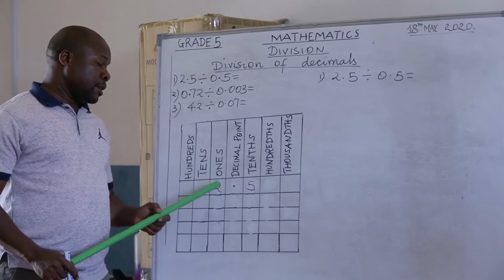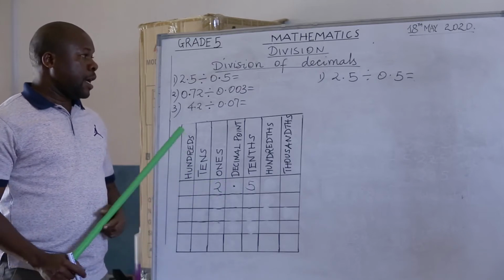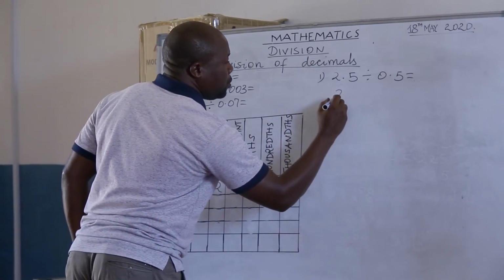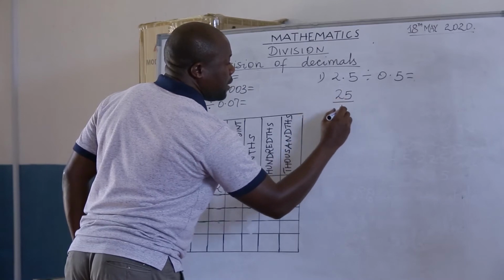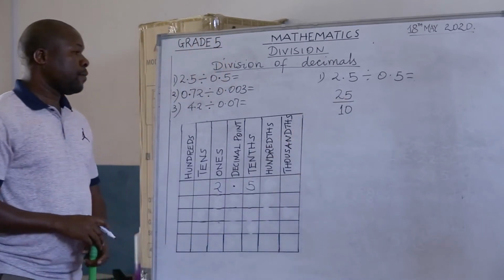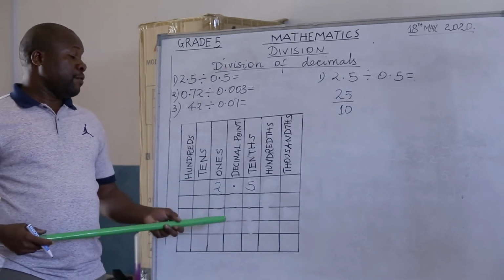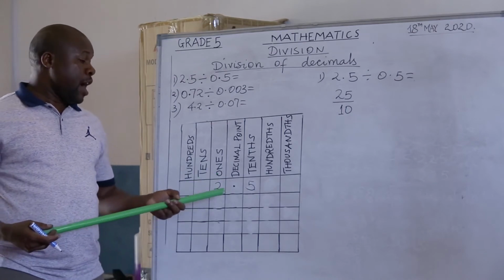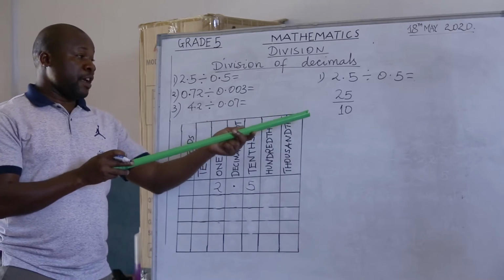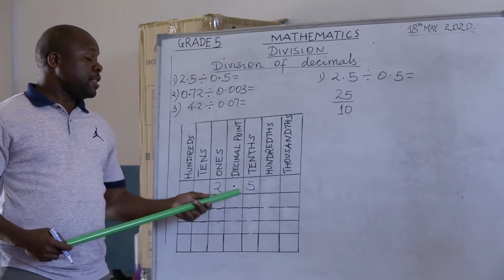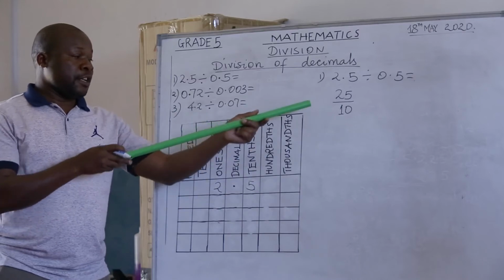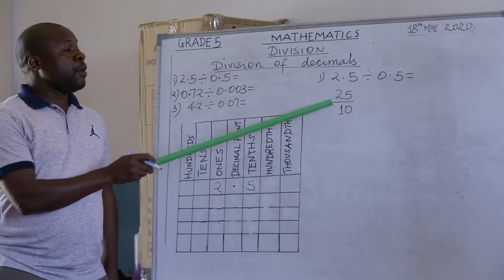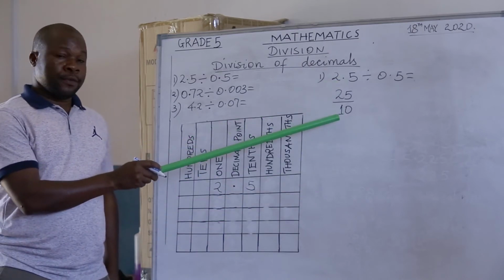Now we take into account the second alternative of reading this number in words. 2 and 5 tenths can be read as 25 tenths. So our 2.5 or 25 tenths can be written as a fraction, 25 over 10. What have we done here? We have changed the decimal number into a fraction.